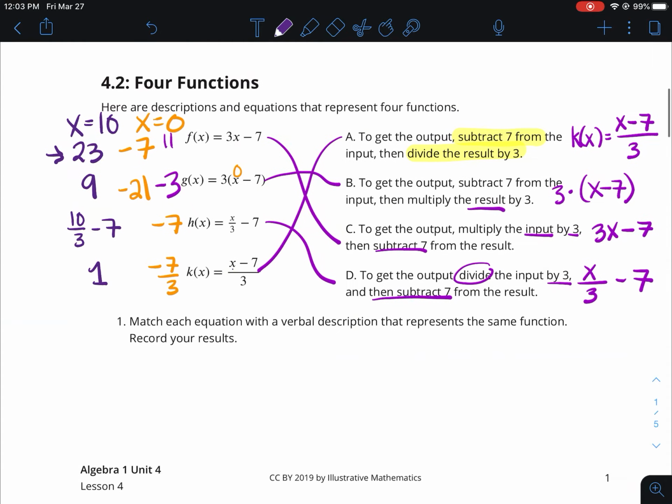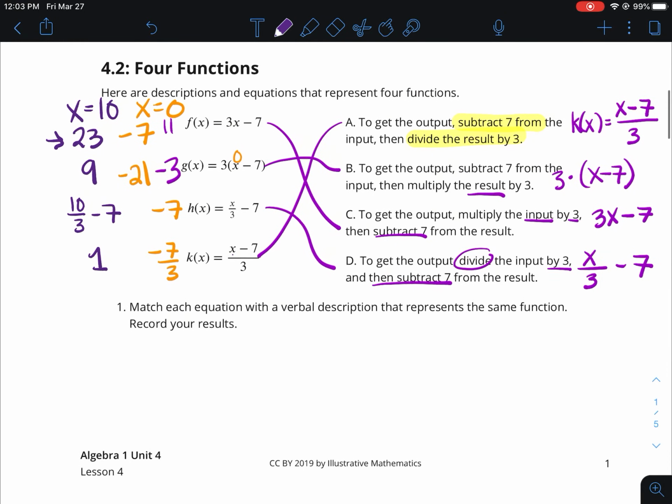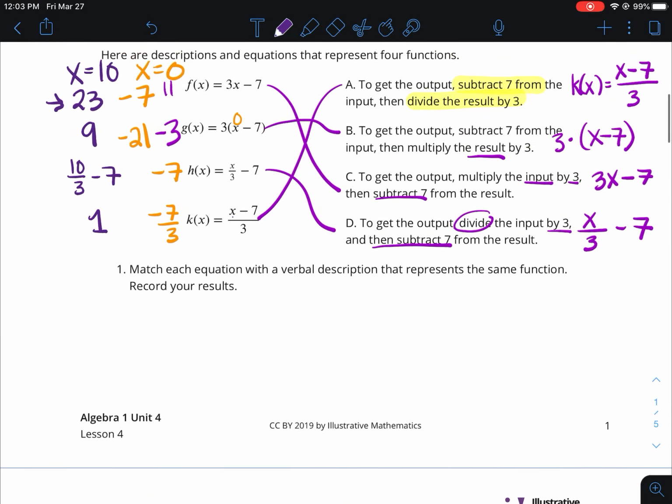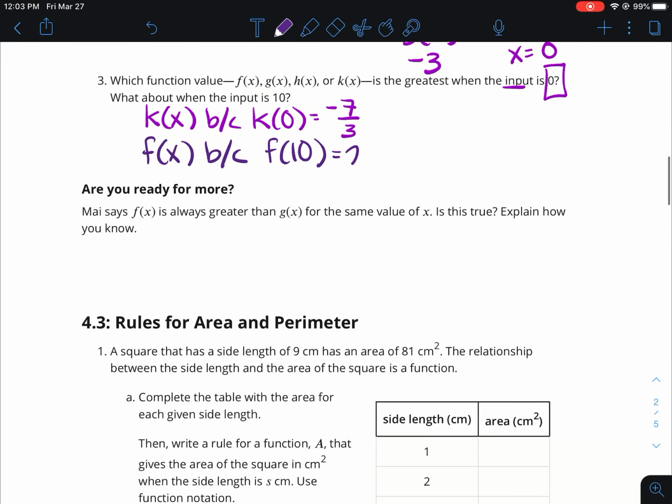What was it, 21? No, 23. All right, and that is 4.2.